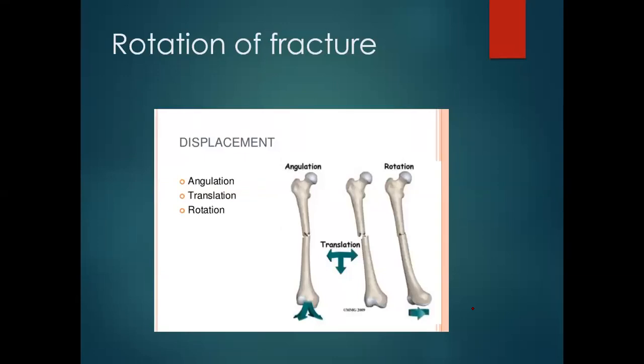So let's talk about a little bit more. Here's some rotation of a fracture. So the fractures can also rotate into a position away from the anatomical position. A translation could mean that the bone moves from side to side or rotates as well. So here's a rotation. There's a fracture in this femur and there's an internal rotation at the knee.